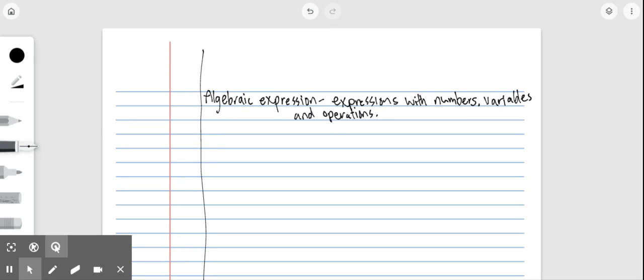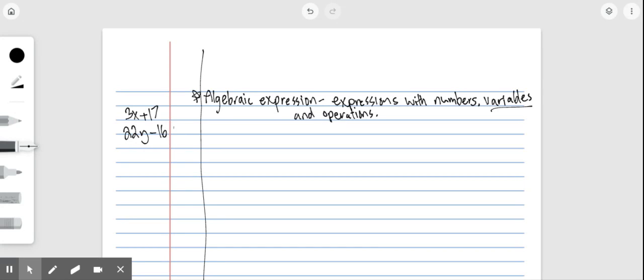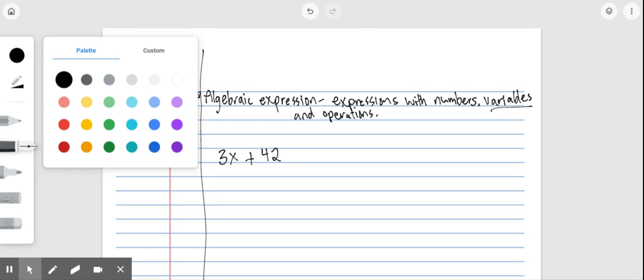All right, so just as a reminder, an algebraic expression is an expression with numbers, variables, and operations. So the key here is that algebraic expressions have variables. So like 3x plus 17, or 22y minus 16x, okay, whatever. All right, so when we're factoring algebraic expressions, it's the same general idea. So let's start with 3x plus 42. Why not? Okay, so we're going to factor this one the same way that we factored the other one.